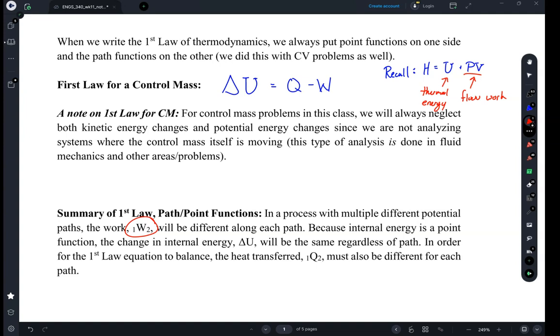Because internal energy is a point function, we'll deal with things like delta U. That's going to be the same regardless of path. And heat transfer, that's another path function, so we'll use this same kind of goofy subscript terminology where we'll look at the difference between, say, state 1 as an initial state and state 2 as a final state. So let's look in an example problem how this stuff actually works out.